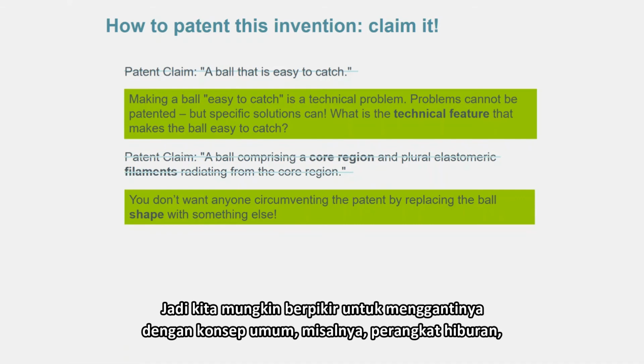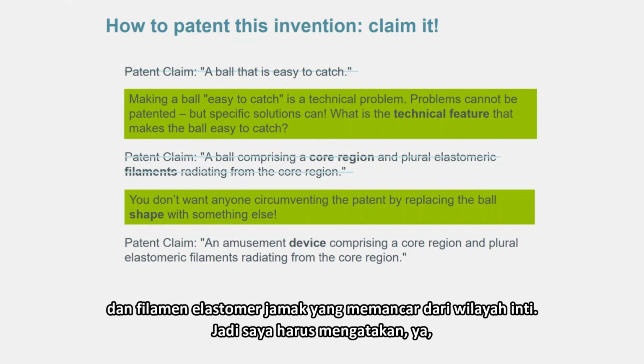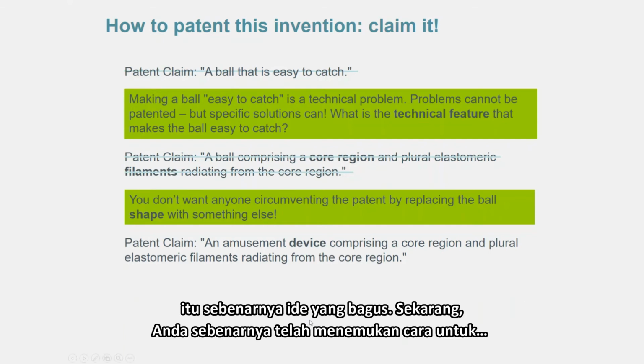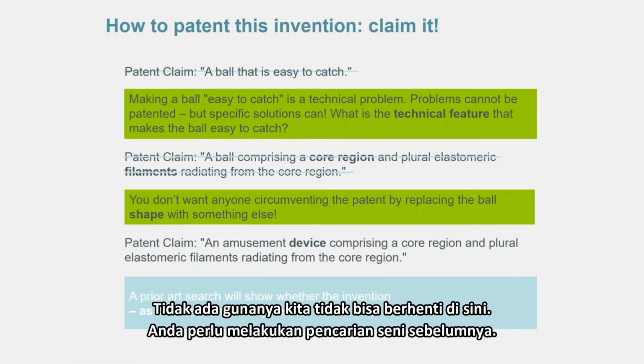So we might think of replacing it with a general concept, for example, an amusement device. We can say instead of ball, an amusement device comprising a core region and a plural elastomeric filaments radiating from the core region. So I have to say, that is actually a good idea. Now you have found a way to be as general as possible, but also to solve a technical problem. And that is a very first good patent claim.